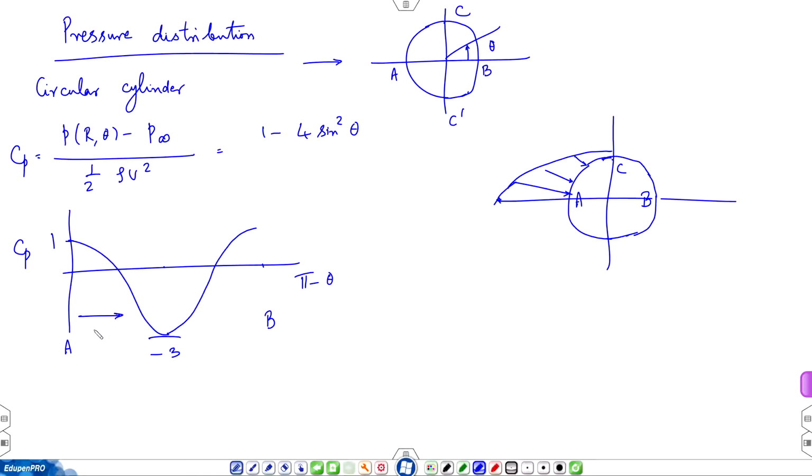What is the flow direction? This is the flow direction. And then from this is point C. From C to B, pressure increases and recovers its original value, which is this value. And you get the same variation below. So, there is left-right symmetry and top-bottom symmetry, which is why the forces are adding up to be 0.